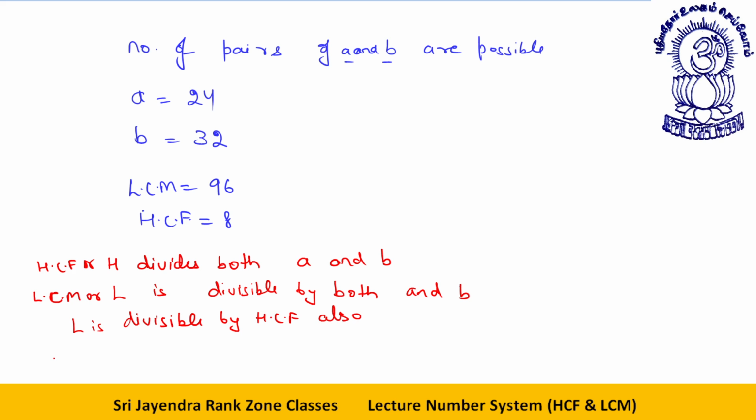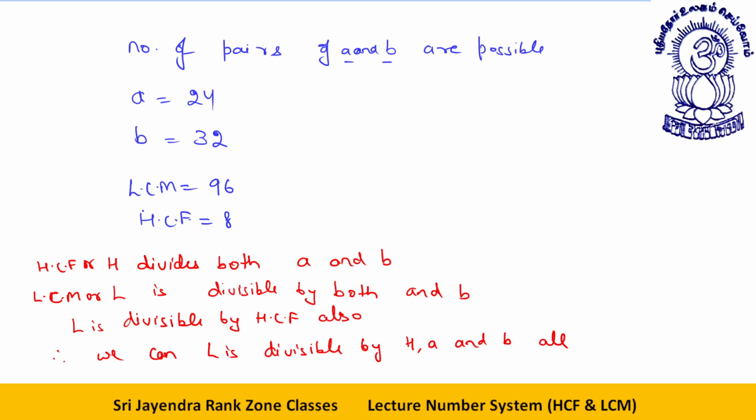What does it mean? Therefore, we can say L is divisible by H, A, and B all, by all the three. So LCM is divisible by HCF as well as the two numbers. This is the main thing, dear students, which you must understand.